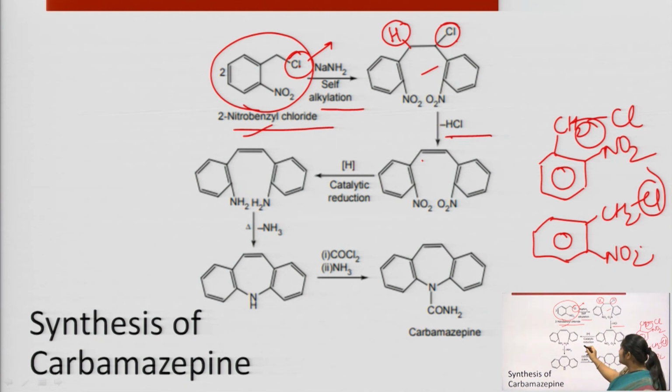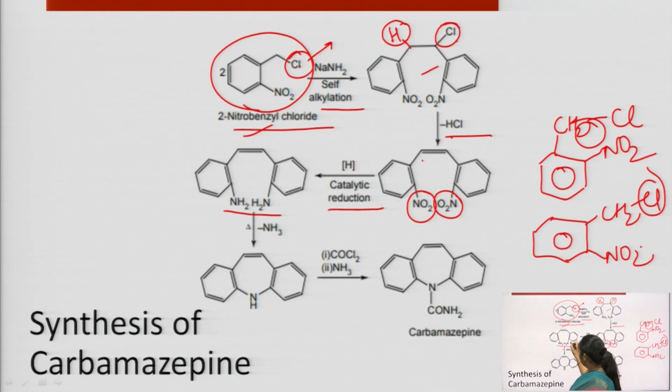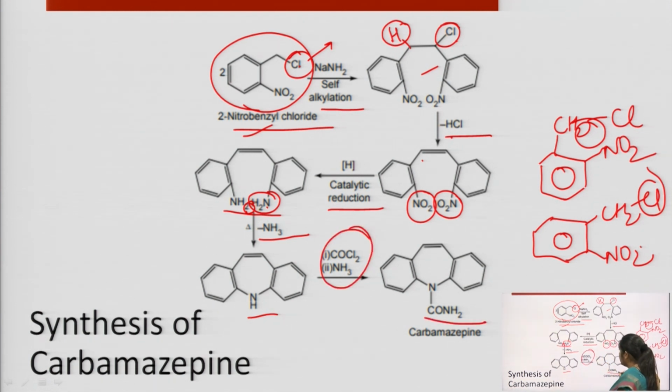After the double bond formation, a catalytic reduction is done to convert this nitro group into the amine group. After the catalytic reduction, this NO2 group will get converted into NH2, and then there is removal of NH2 and 1 H, so the NH3 removal. Now, what is remaining here? Only the NH, since NH2 and 1 hydrogen have been removed. After COCl2 and NH3, CONH2 is introduced and carbamazepine is synthesized.